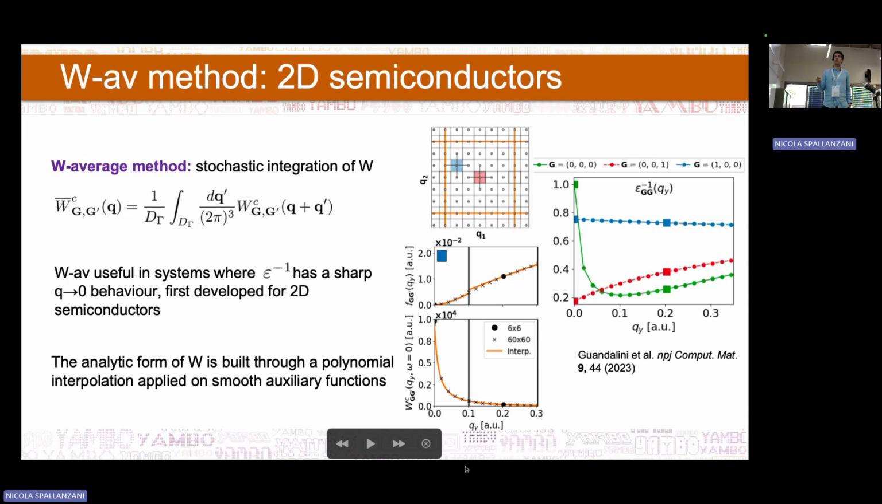So consider, in your simulation, you have these big black dots, and you reconstruct the analytic form using interpolation between neighboring points. And so you end up with this orange curve here. And you see the orange curve nicely superimposed on the denser grid, the 60 times 60, and you see the results compare very well, particularly in the correlation part of the screened Coulomb potential. And this has led to a dramatic speed up.